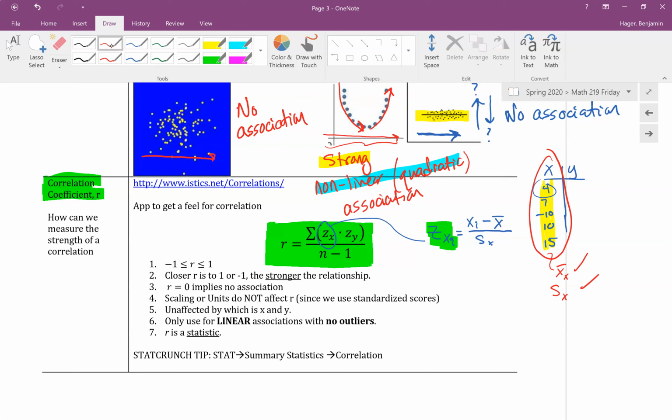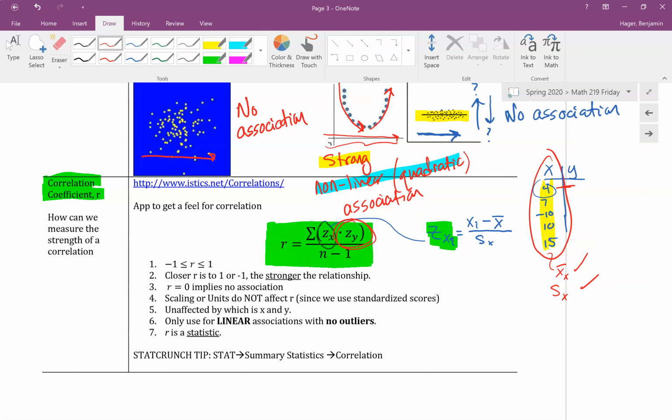It's no more challenging than adding, subtracting, multiplying, and dividing. That's as tough as it gets. It's just a whole lot of it. For every single one of these x values, I could find this z sub x score by taking the data value itself minus the average of the group over the standard deviation of the group. You would do the same thing for the y's and get all of those corresponding y values. Then I would multiply them, add them all up, and divide by n minus 1. That's how I would get r.